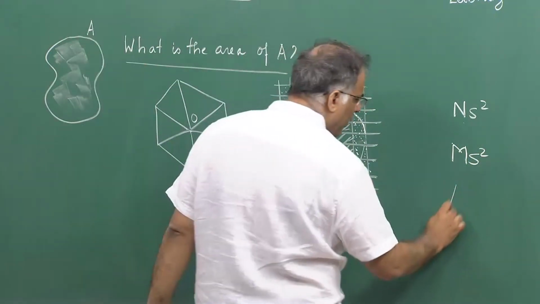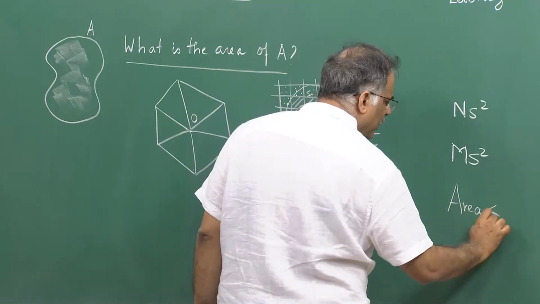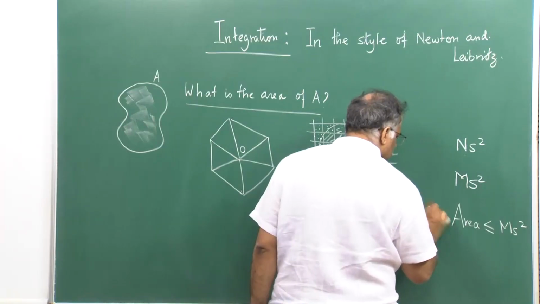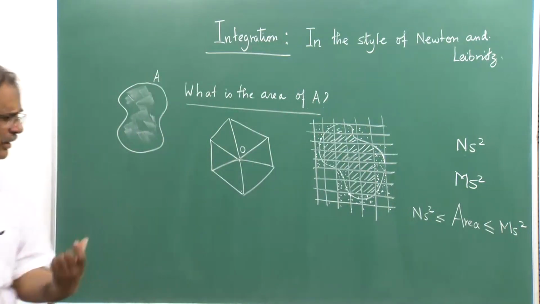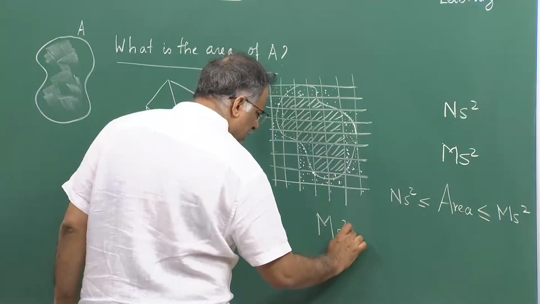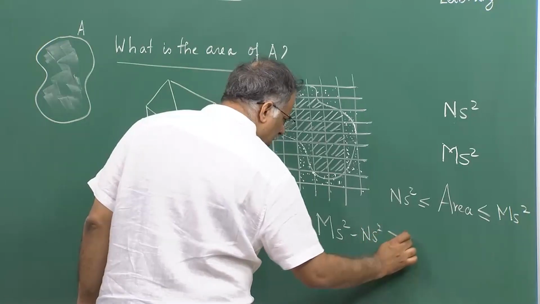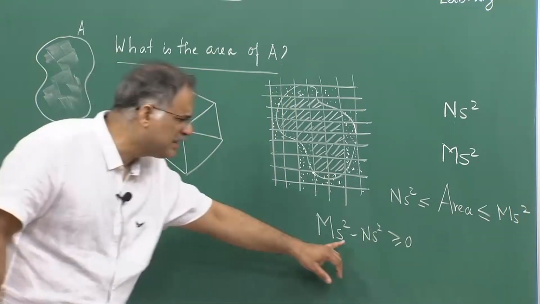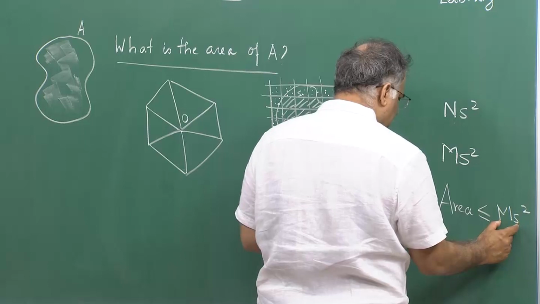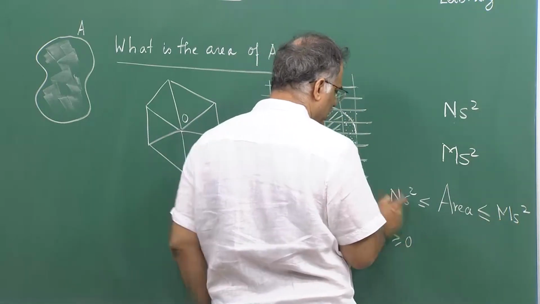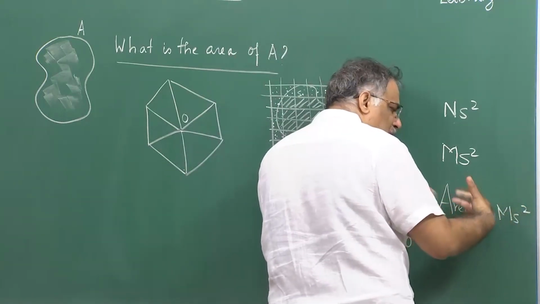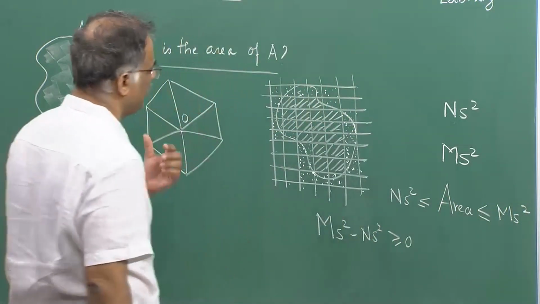So, the area of the body is bounded by these two quantities. And then I can choose my S in such a way that from both sides this would become smaller and this would become larger. The more rectangles would come inside the body and hence finally they would converge in the limit to the area. That is essentially the concept.